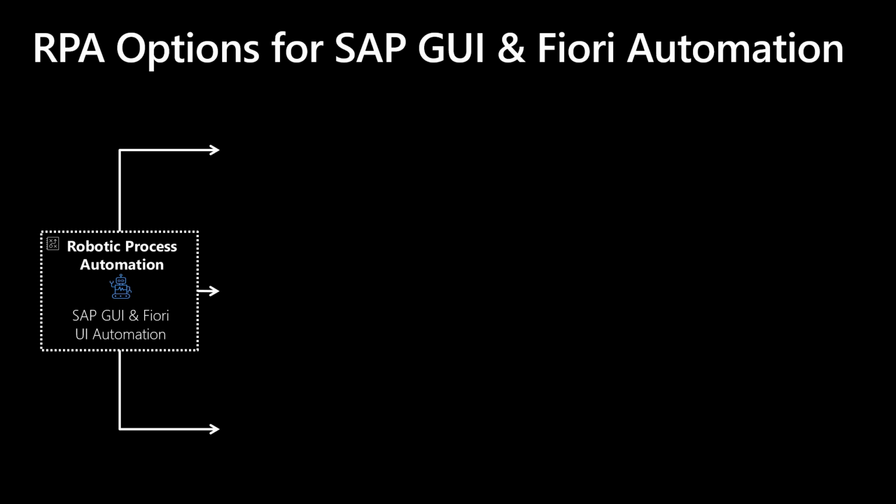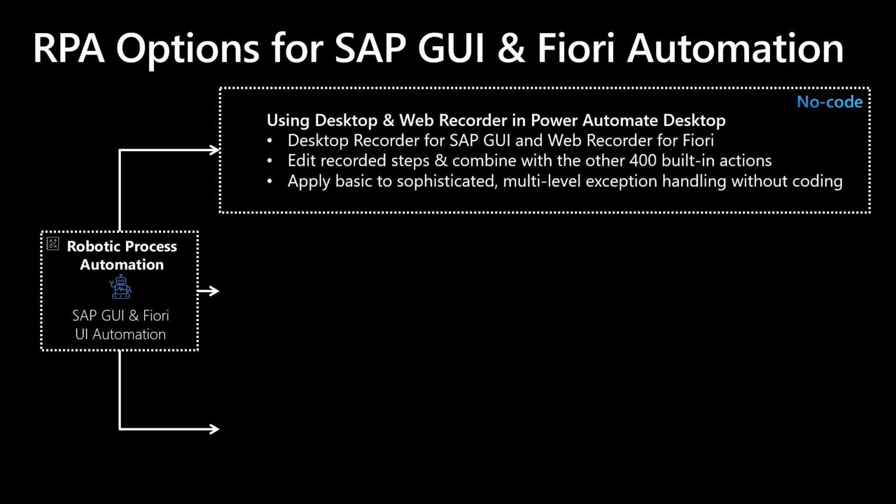Let's dig a little bit deeper on the RPA options we have for SAP GUI and Fiori automation. In the no-code category, we have the desktop recorder for SAP GUI and the web recorder for Fiori automation. So you can edit the recorded steps and combine them with other 400 built-in actions like Excel, create CSV file, read text file, or send emails. And you can apply basic to sophisticated multi-level exception handling without any line of code.